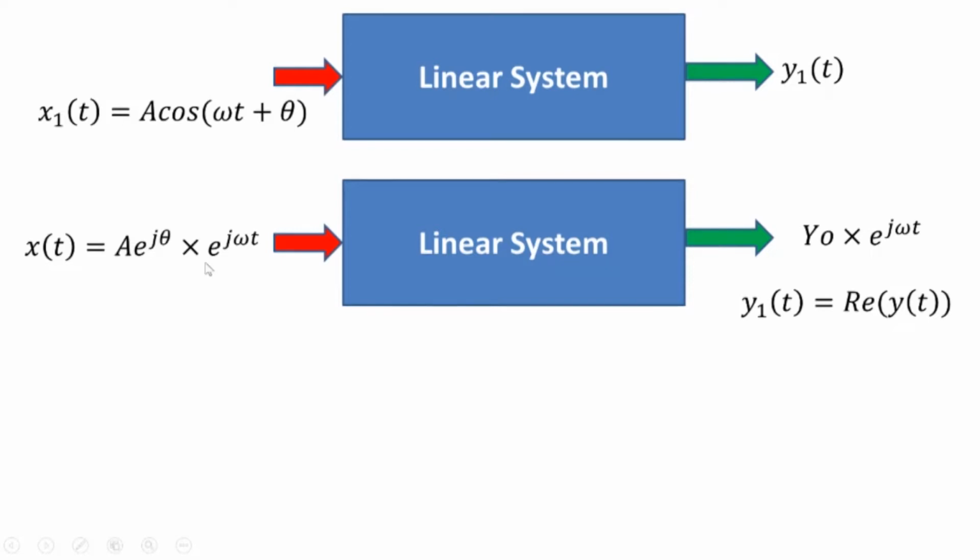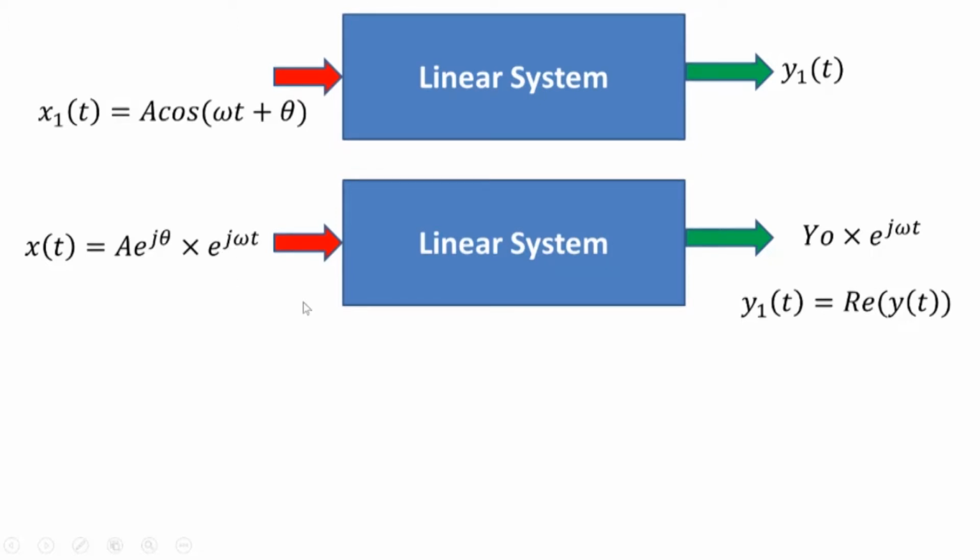And the idea behind this was that when an exponential signal e to the power j omega t goes through a linear system, every term has e to the power j omega t also. So the output is also some y0 times e to the power j omega t. And if you're looking for y1, you can obtain it by taking the real value of this particular one. Because e to the power j omega t is common in every term, every current and voltage has e to the power j omega t in it.